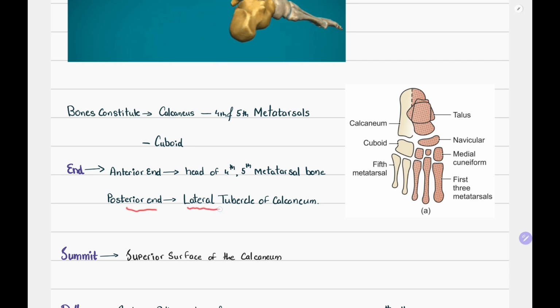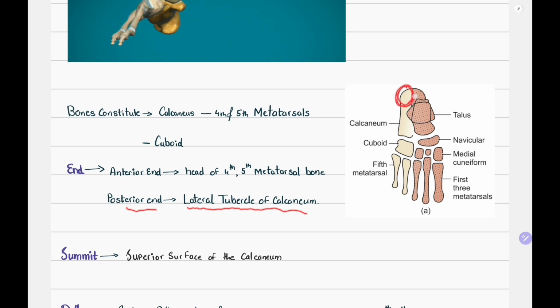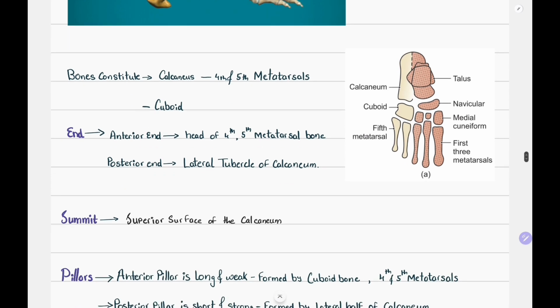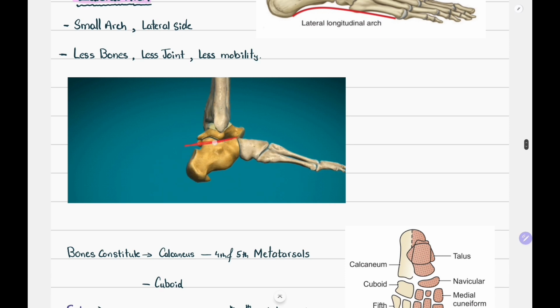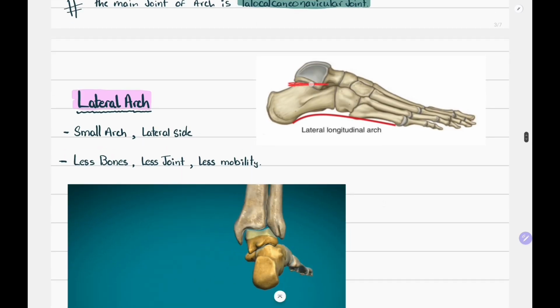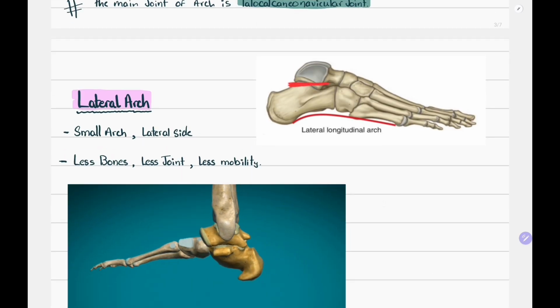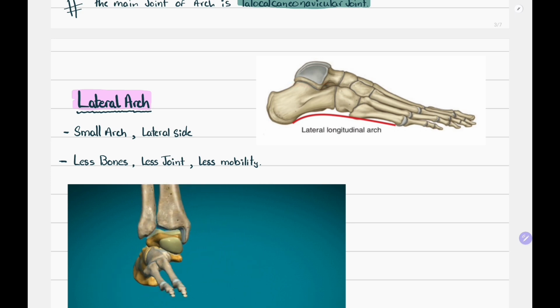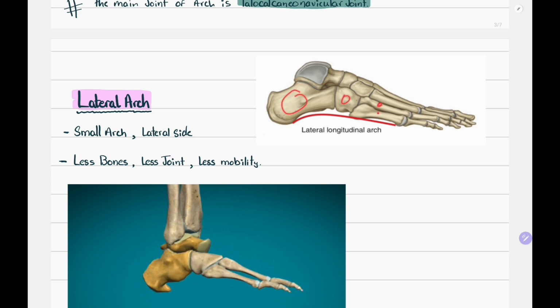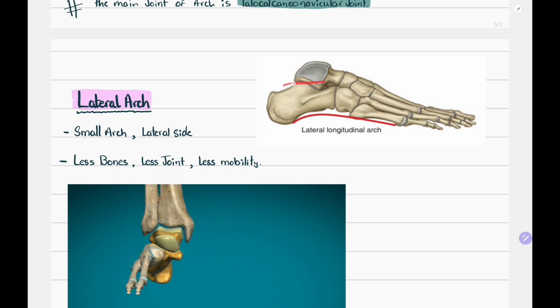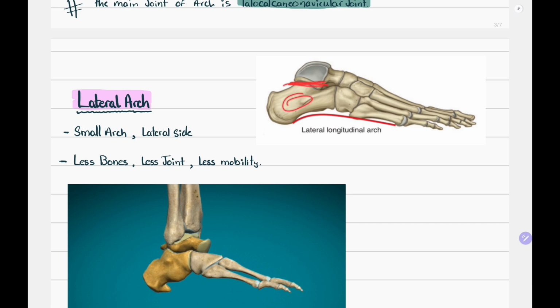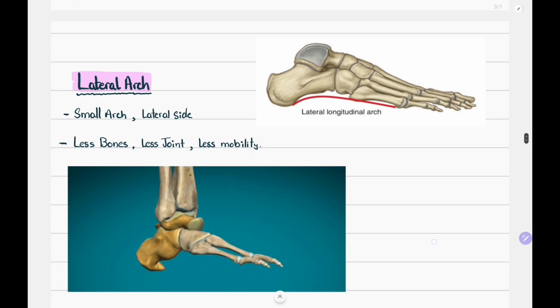The posterior end of the arch is formed by the lateral tubercle of the calcaneum. This is the lateral tubercle of calcaneum. This forms the posterior end. The highest point of the arch is formed by the superior surface of the calcaneum, right here. This forms the summit of the arch. Once again, calcaneum, cuboid and fourth and fifth metatarsal bones are the constituents of the lateral longitudinal arch and the superior surface of calcaneum forms the summit.